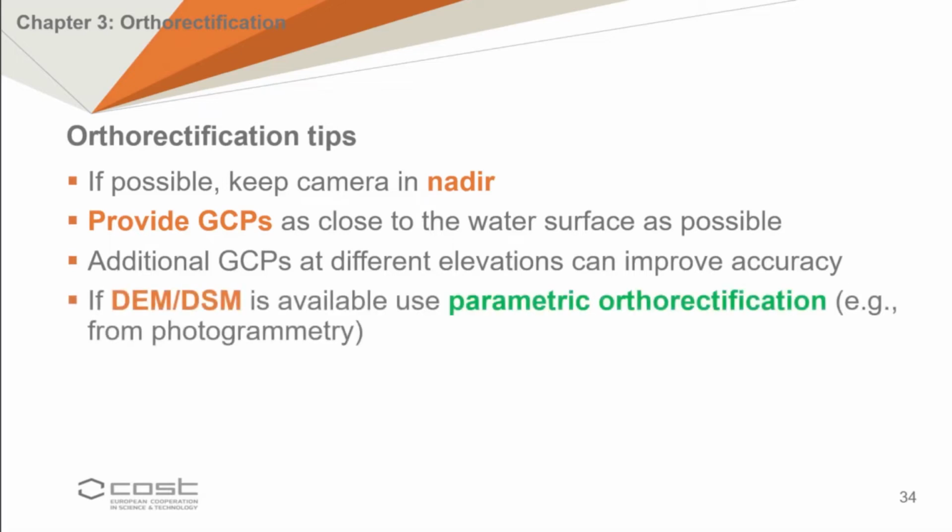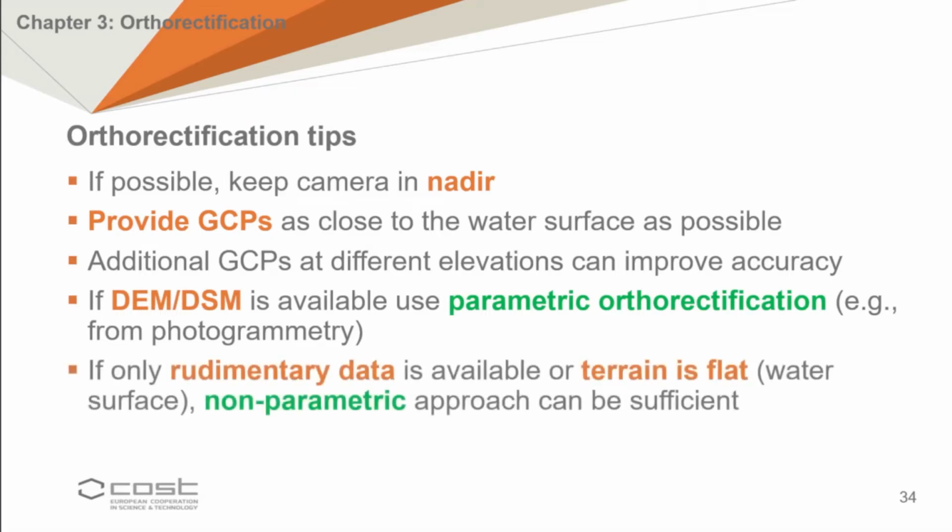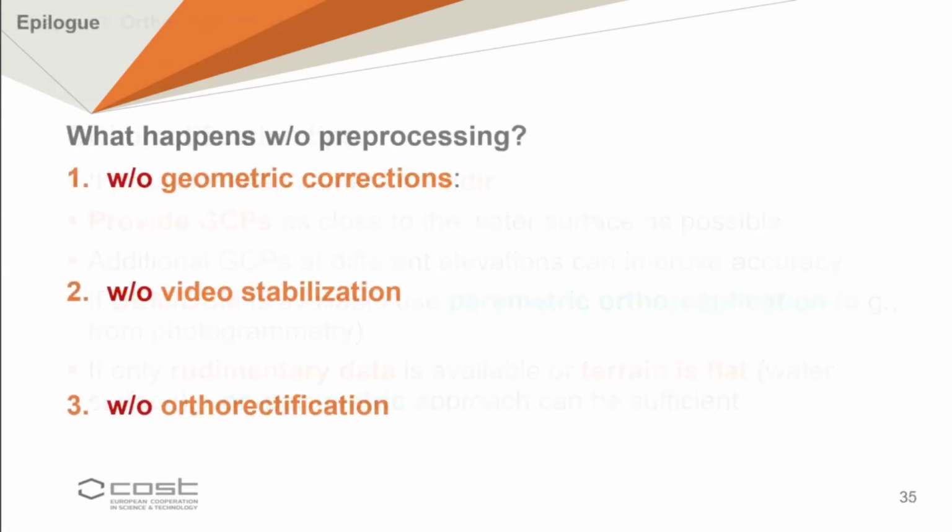However, if you have a digital elevation model or digital surface model at your disposal, the parametric approach will provide far better accuracy. But if you only have rudimentary data, a couple of ground control points and a non-parametric method will usually suffice for image velocimetry on a flat water surface.